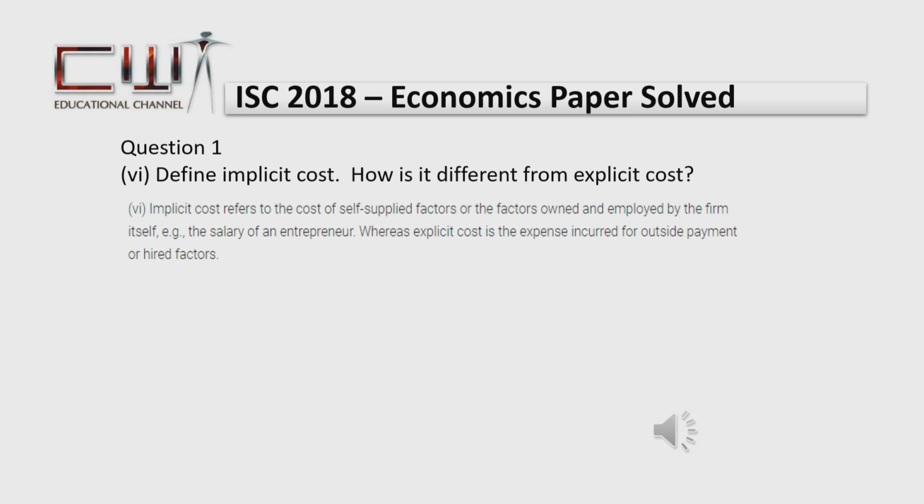Define implicit cost and how is it different from explicit cost? Implicit cost refers to the cost of self-supplied factors or the factors owned and employed by the firm itself. For example, the salary of an entrepreneur. Whereas explicit cost is the expense incurred for outside payment or hired factors.